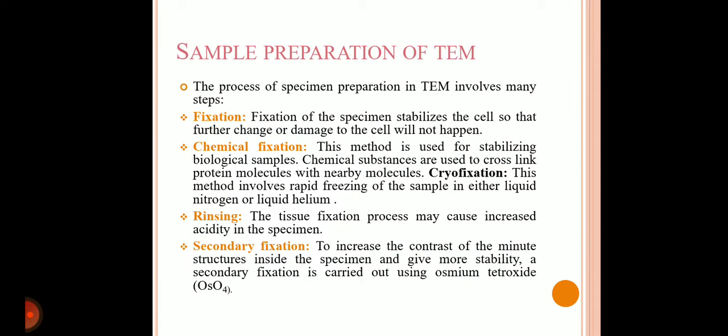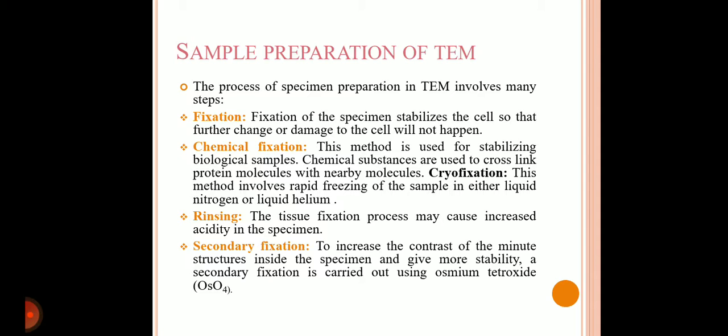Next is sample preparation. The process of sample preparation in TEM involves the following steps. Fixation. Fixation of specimens stabilizes the cell so that further changes or damage to the cell will not happen. Through this process, the sample is preserved to give a snapshot in time of the living cells. Fixation can be done through two methods: chemical fixation and cryofixation.